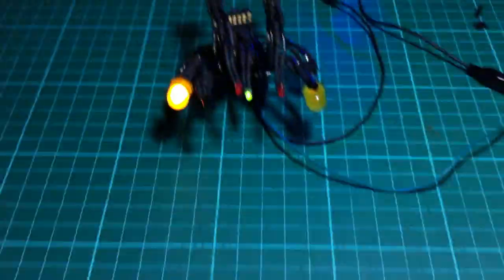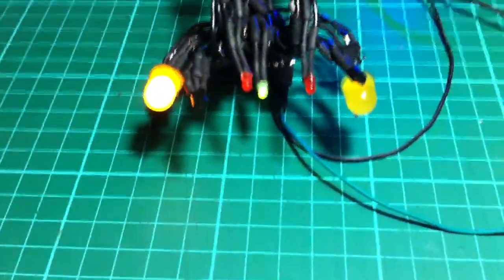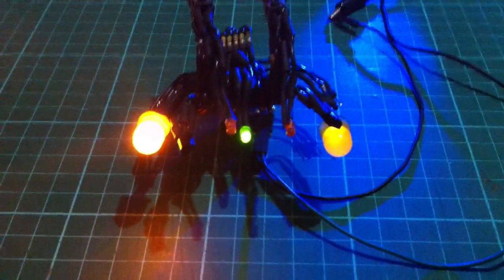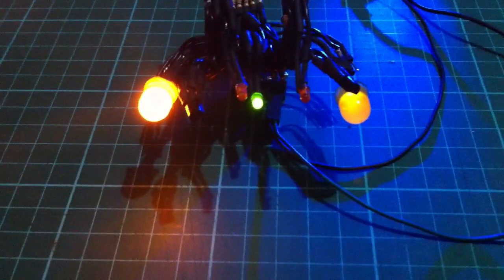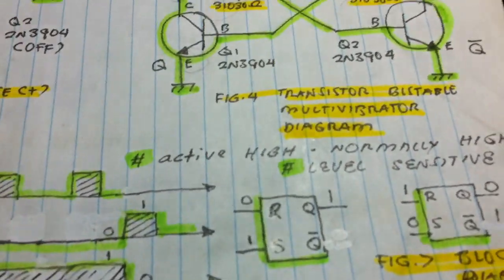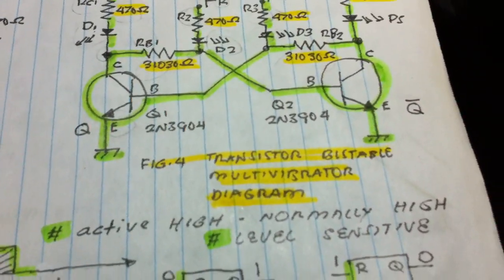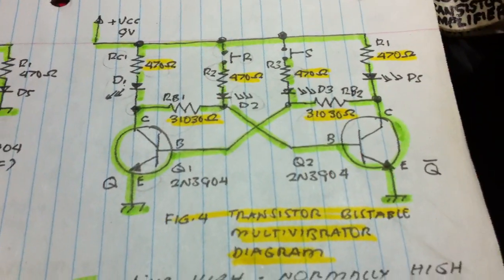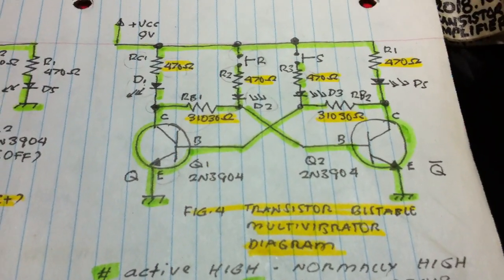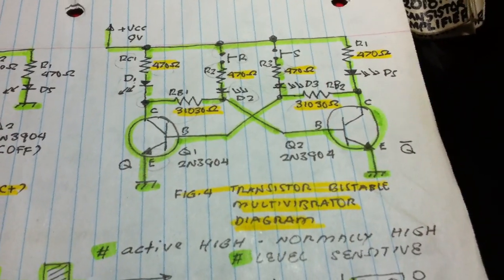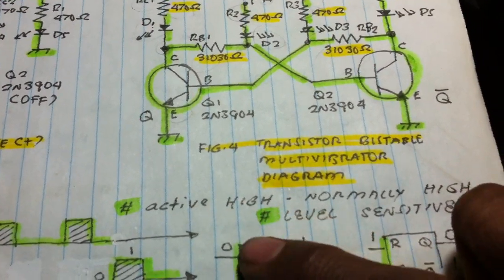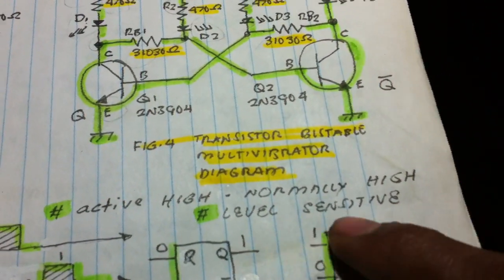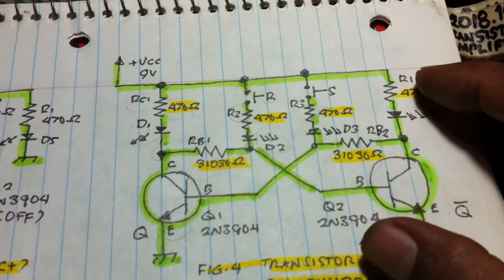But the problem with this circuit is this. There's a little light. The LED is not fully turning off. That is the case of this simple circuit of a bistable. That is the property of the transistor. It develops a conductance or transconductance, and the output LED is not fully turned off. So in here we have, this is active high or normally high level sensitive, this type of circuit.